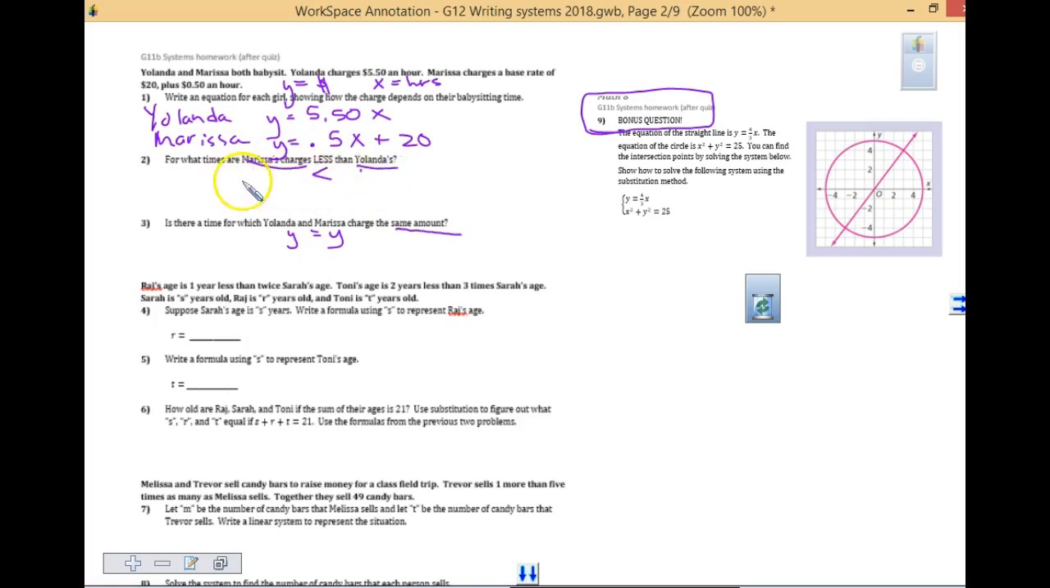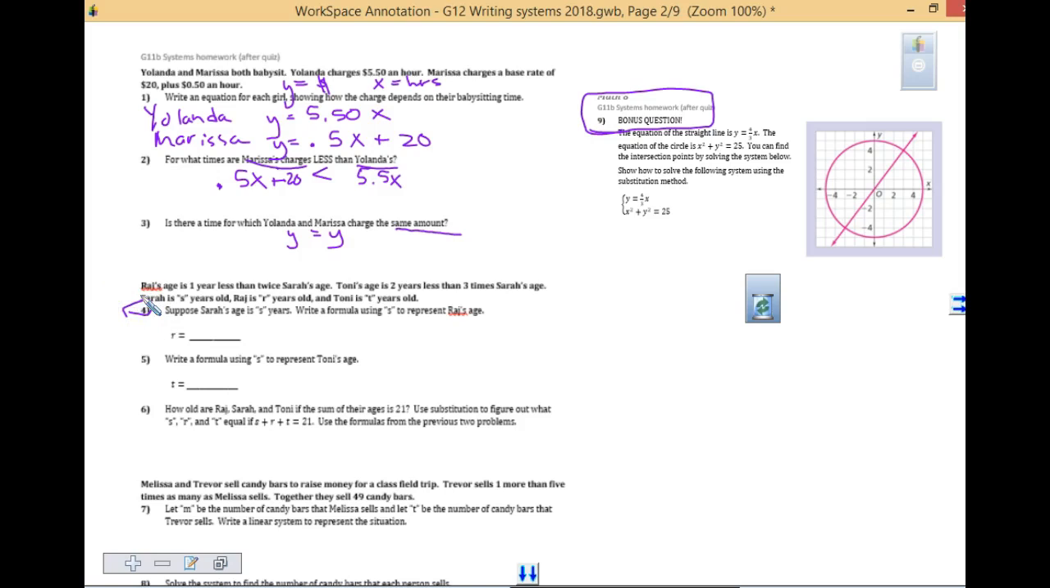So you're going to put, there are 2 equations. So in this case I might put 5.5x, right? That's how much Yolanda made. See? 0.5x plus 20 is Marissa's, and Yolanda made 5.5x. Okay? So you're going to solve those as you are finishing this.